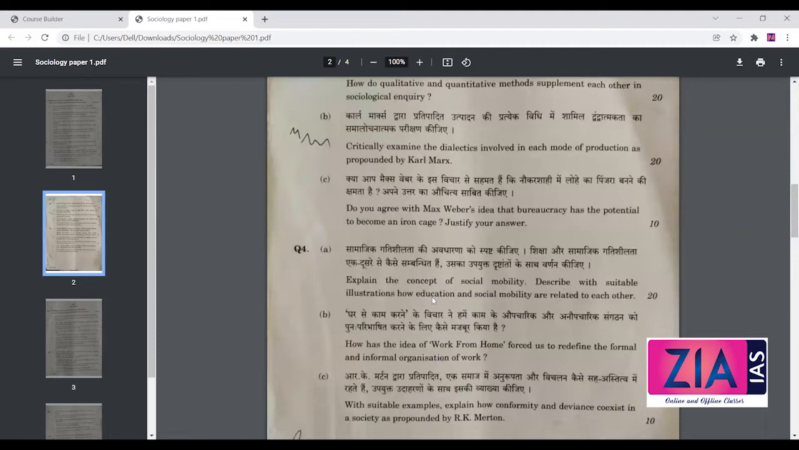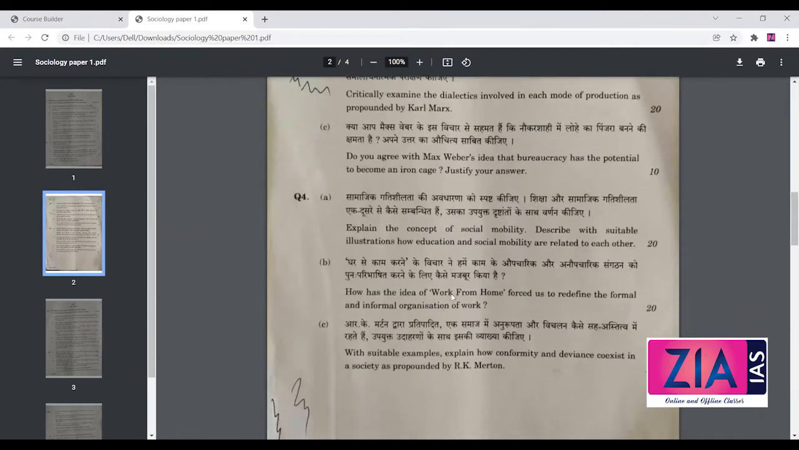Describe with a suitable illustration how education and social mobility are related. You know what is mobility, you know the sources of mobility, you know the causes of mobility, you know the types of mobility, and how education as a cause or source of mobility, or avenue of mobility, we discussed that. Hindrances as well we discussed.